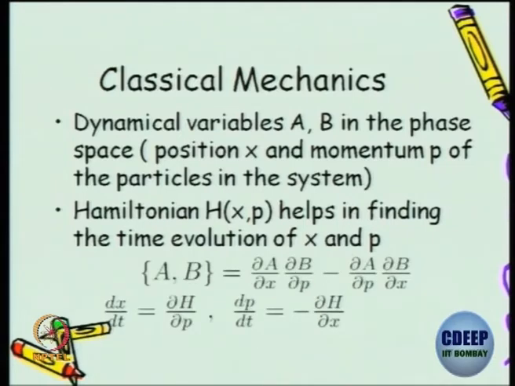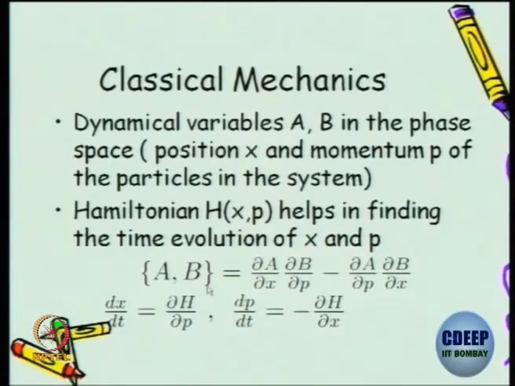What are those equations? First, you need to write the Poisson bracket of A and B. You all know Poisson bracket, right? The definition of a Poisson bracket of two variables in a phase space defined by x and p involves these partial derivatives in this fashion. If you want to find the Poisson bracket of x and p here, del x by del x is 1, del p by del p is 1, del x by del p is 0, del p by del x is 0. So it is just 1.